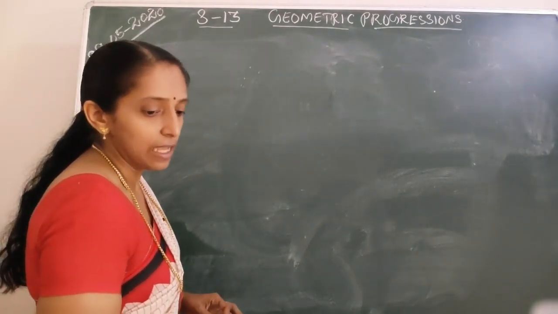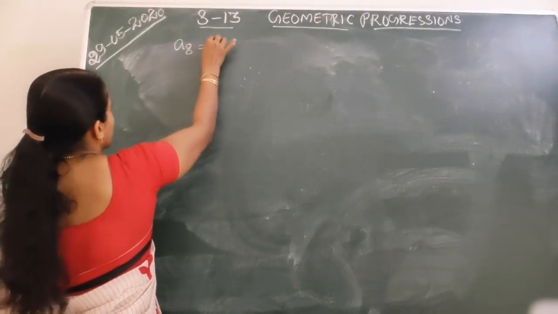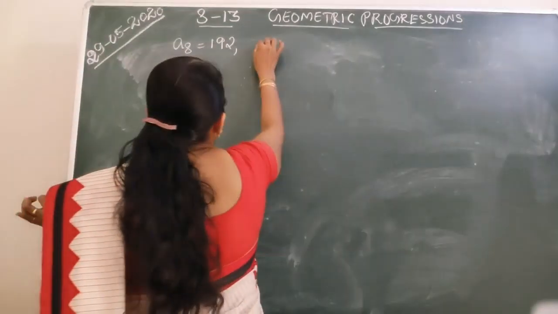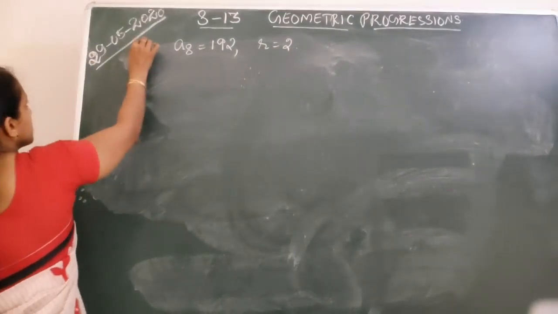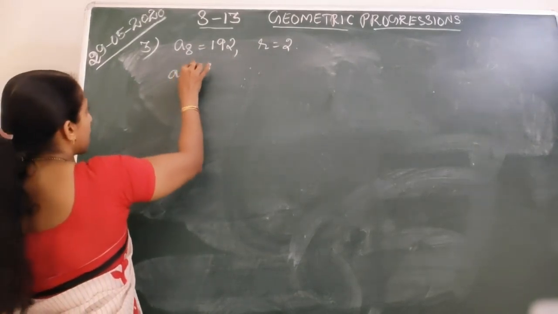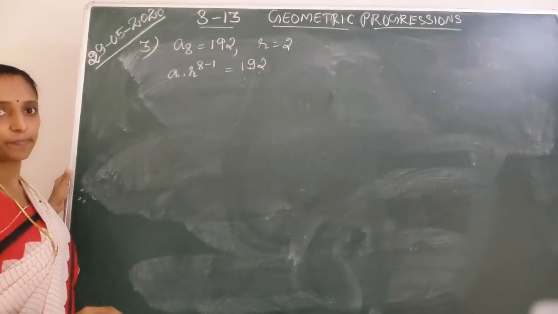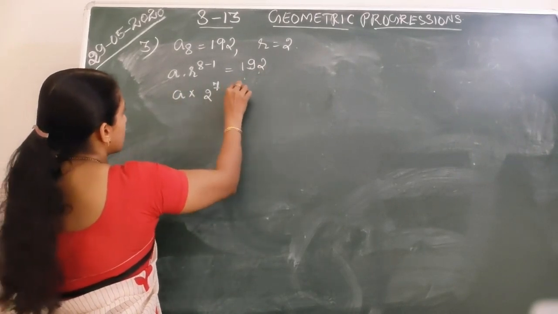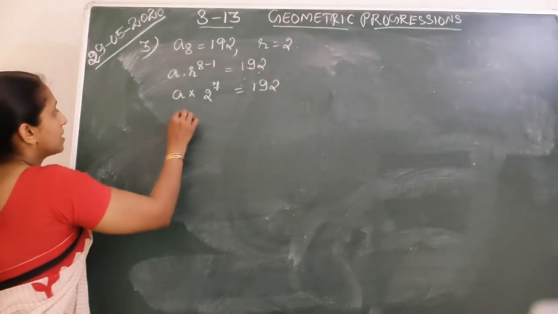Now question number 3: find the 12th term of a GP. The 8th term is given as 192 and the common ratio is 2. So how will you write the 8th term? That is A into R to the power 8 minus 1 is equal to 192. A is unknown, R is given as 2, so A into 2 to the power 7 is equal to 192. Alright? So you can calculate A.